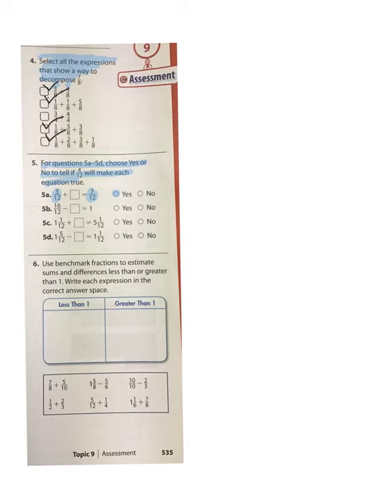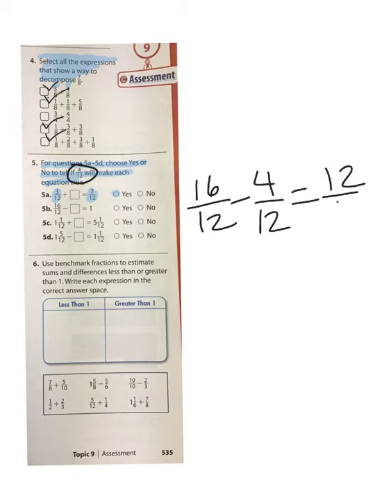16/12. So now we have 16/12. This is for B. Minus, we're using 4/12. 4/12 is going to equal 16 minus 4 is 12. So 12/12, which would be equal to 1 whole. So this one would also work.